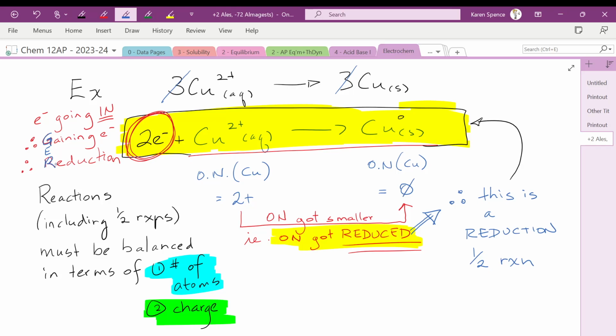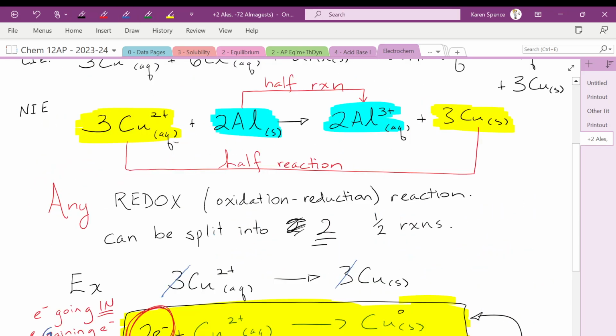Okay, what is our other? Could you please write and balance our other half reaction from that overall redox reaction?